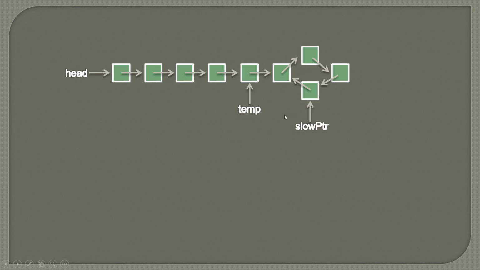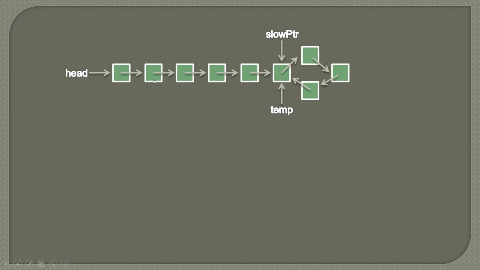And now if we move temp by one step, it will reach here, and if we move slow pointer by one step, it will reach here. So this algorithm tells that at whichever node these two pointers meet, that would be the starting node of the loop. So now there are two parts of the algorithm. One is detecting the loop, that is the meeting point of the slow pointer and fast pointer, and the other is finding this starting node.